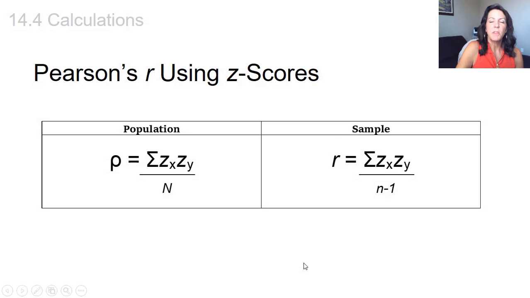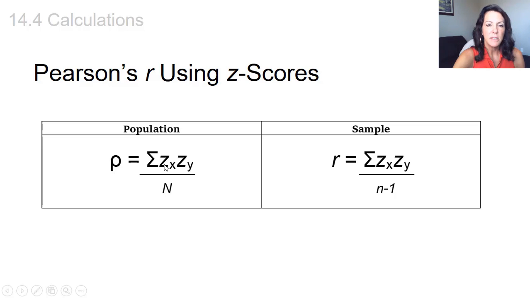Okay, this is going to be the formula that I'm going to ask you to use when figuring out correlation, the Pearson's correlation. I have two different formulas here. I have one for the population. This is actually the Greek letter rho, and that's what we use for a population for correlation. And let's take a look and see what it says.